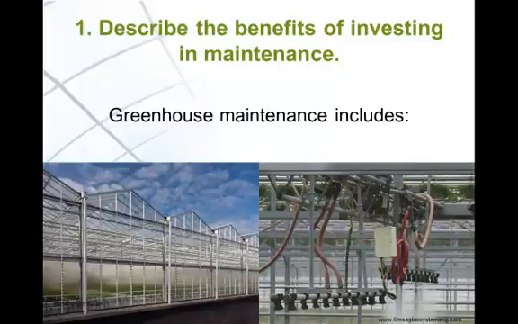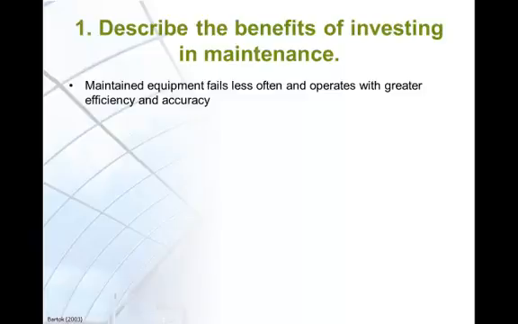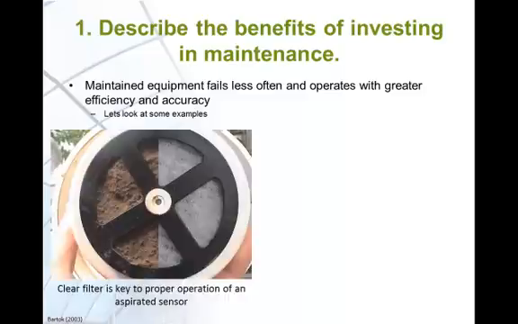Looking at the big picture, greenhouse maintenance includes taking care of the facility and structure and equipment. Maintained equipment fails less often and operates with greater efficiency and accuracy. Let's look at some examples on this and the next few slides. A clear filter is key to proper operation of an aspirated sensor. In fact, filters throughout the greenhouse need to be maintained for proper equipment operation.